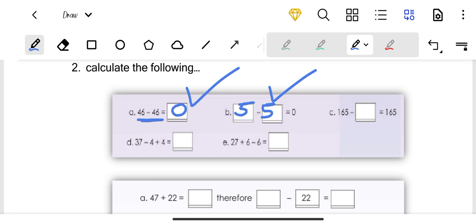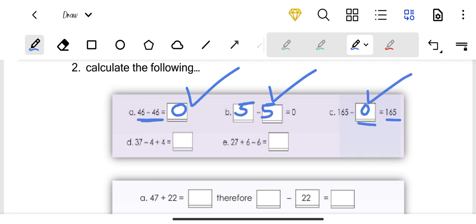165 minus something is equal to 165. So here an example that I can make, I can just say I have 165 friends. My friends have nothing, and I decided not to give them any, or not to give my friend any money, even a single 1 rand. And then it means that I gave him nothing. It means that the answer here is going to be a 0. And then you are sorted.